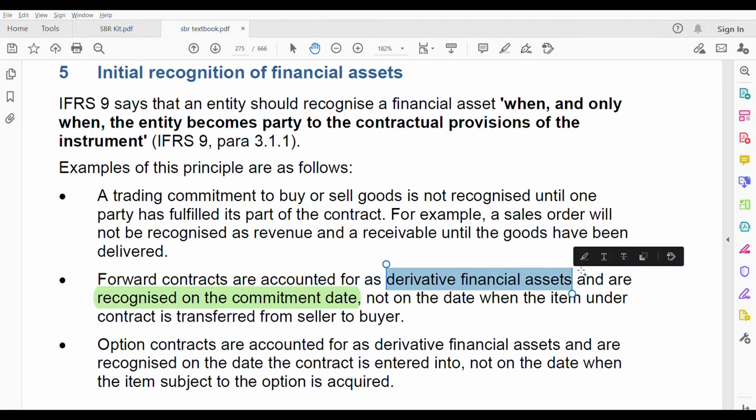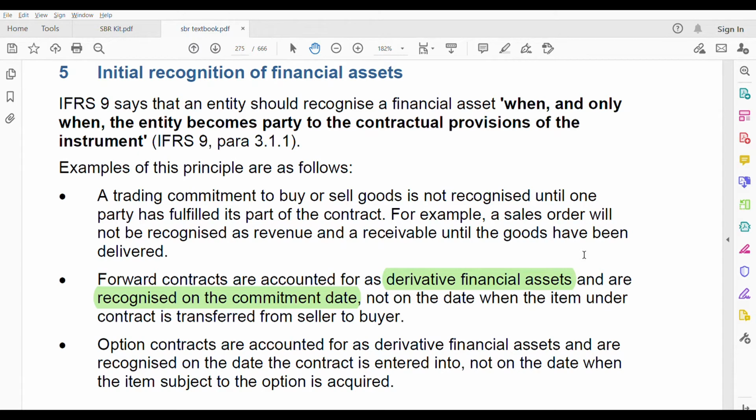First one was receivable. It was simple. You deliver goods to the customer, whether the customer pays or not, you recognize a receivable. Second, for derivative, okay? For example, forward contract, forward, future, options. These are examples of derivative, right? In financial management, you must have gone through it, or even AFM. So these are known as derivative.